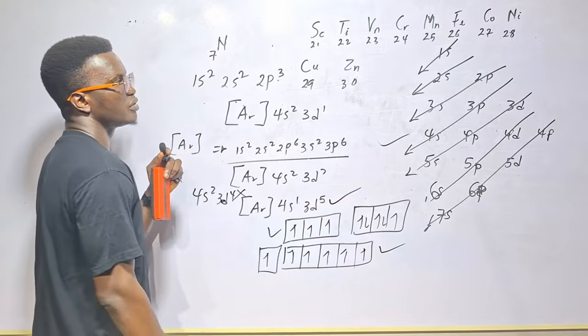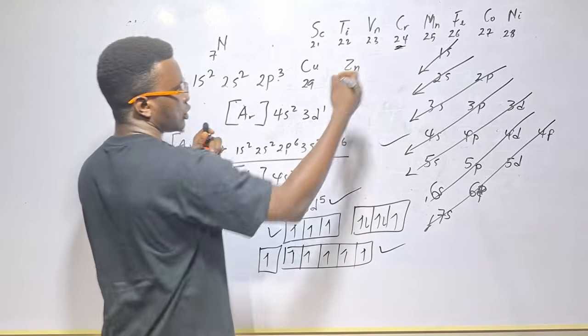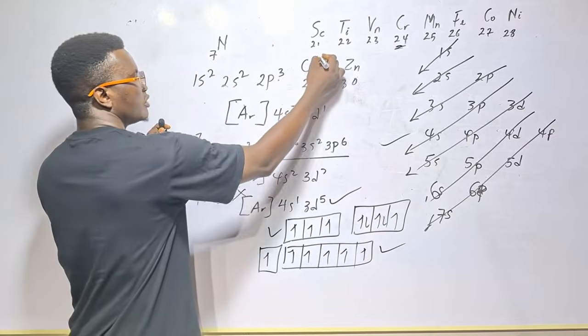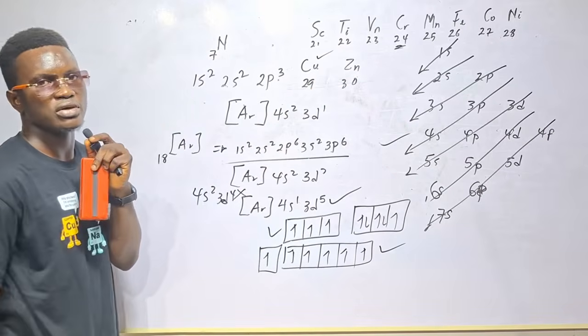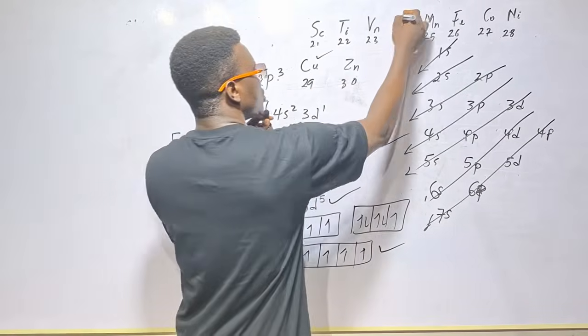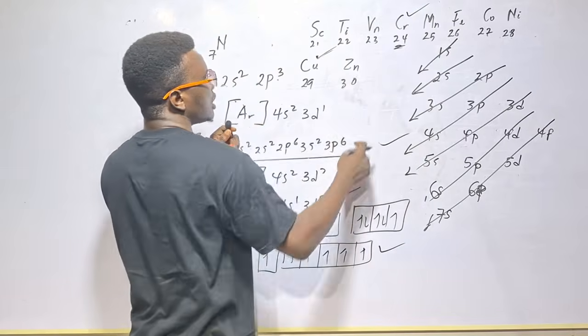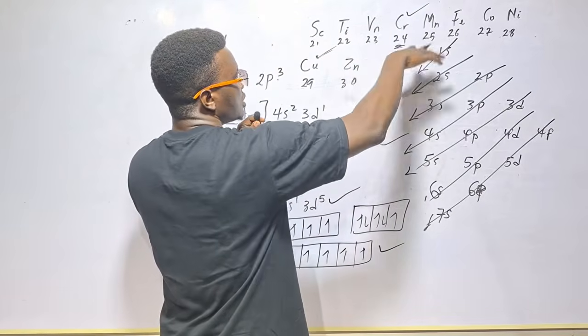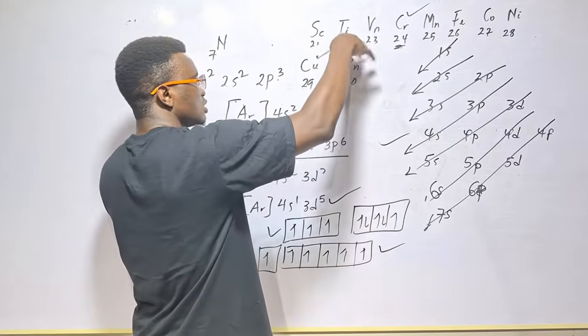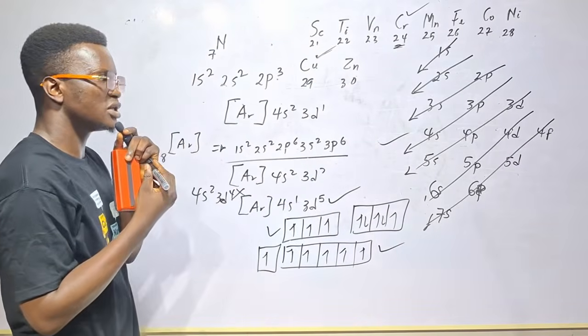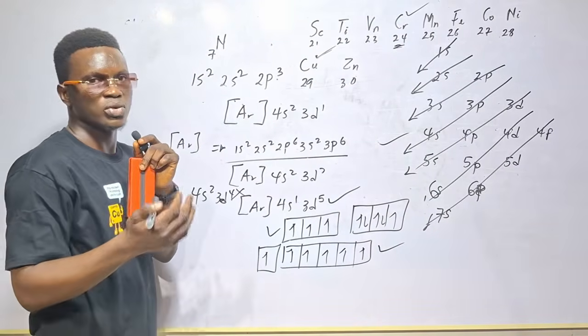When they say write configuration for chromium, check for copper too. Do the same thing for copper, and let's see how you write the configuration. So you must always take note of chromium and copper whenever you are writing the configuration of these so-called transition elements. We're going to talk about them with time again.